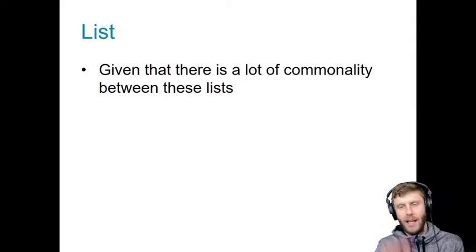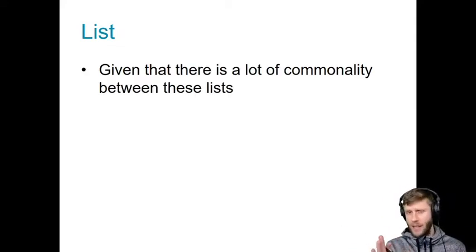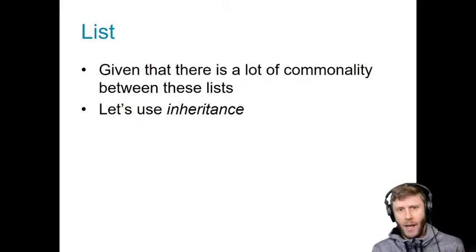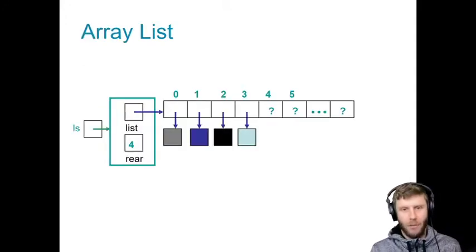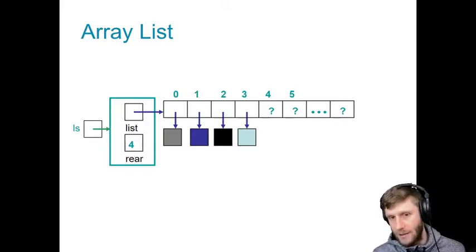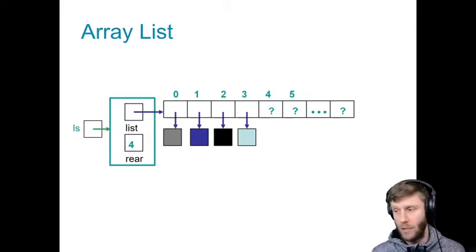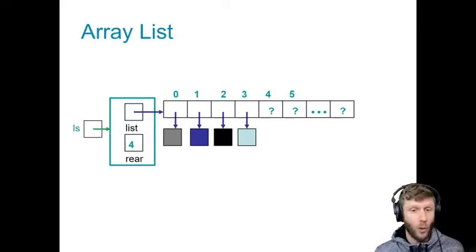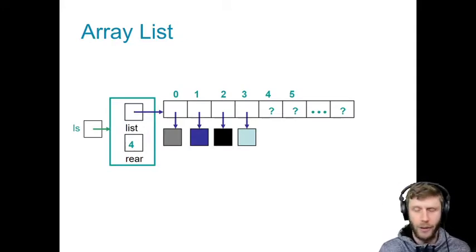All right, a list. Given that there's a lot of commonality between these lists, let's use inheritance because why not? So we'll make an array list. I guess I could do a linked list. And I mean, we very well could do a linked list. There's no reason not to, but I'm going to do an array list for simplicity.